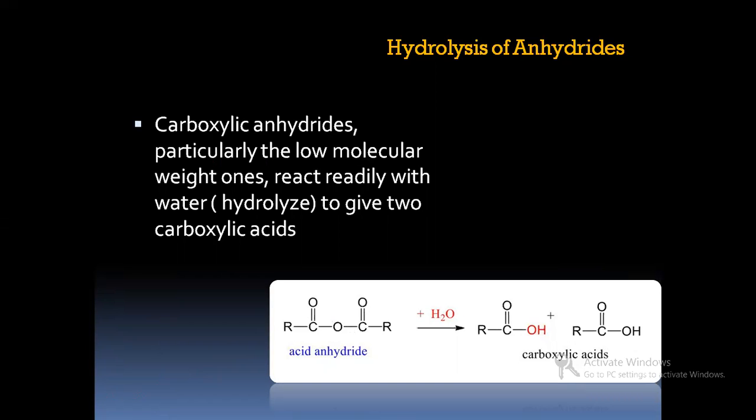So first we have hydrolysis of anhydrides. Carboxylic acid anhydrides, nothing but carboxylic anhydrides, particularly those which have low molecular weight, on hydrolysis result in the formation of carboxylic acid. Here I'm considering only those acid anhydrides which have low molecular weight. So those with low molecular weight end up with the release of two carboxylic acids upon hydrolysis.